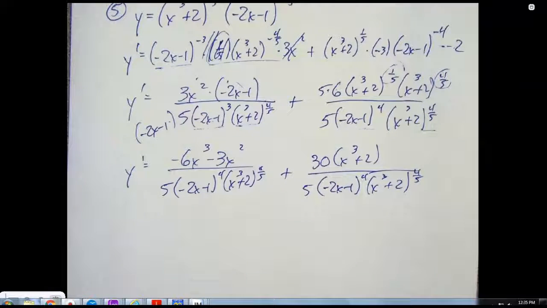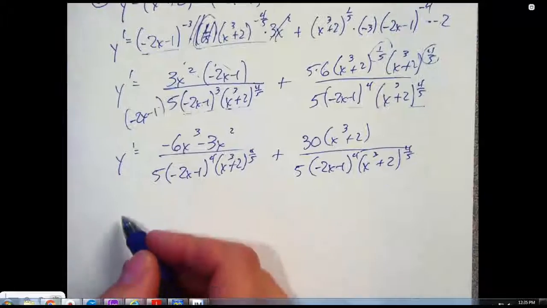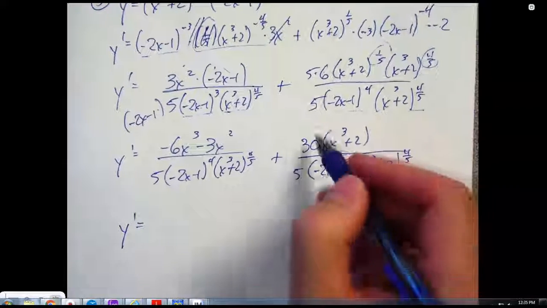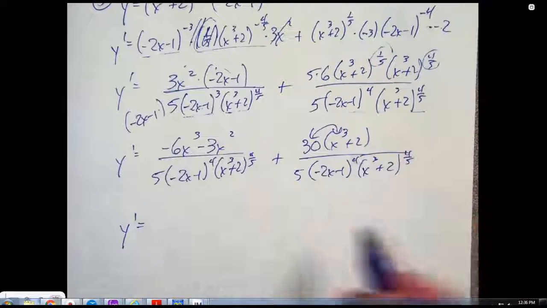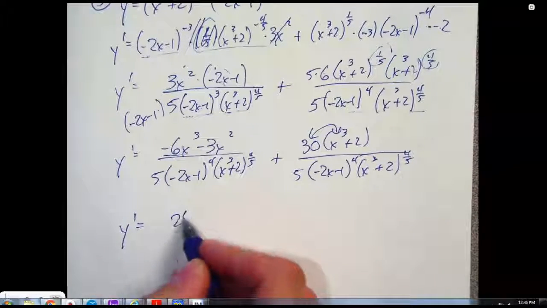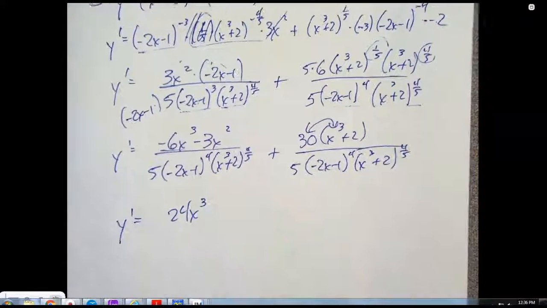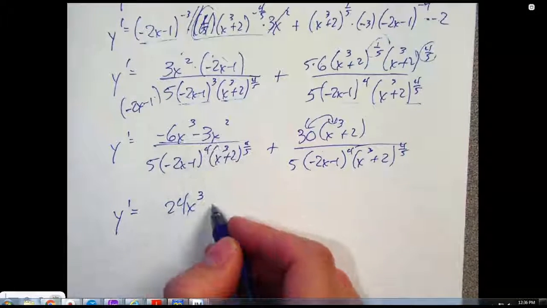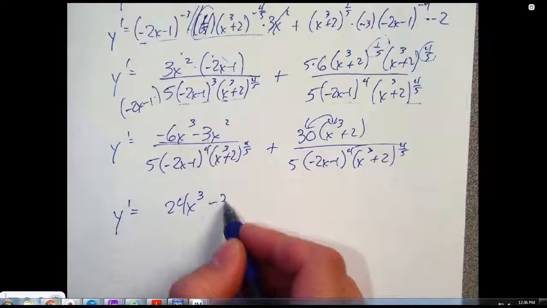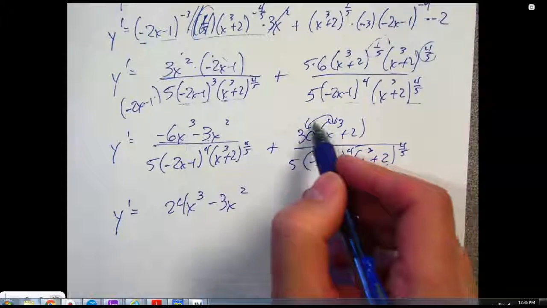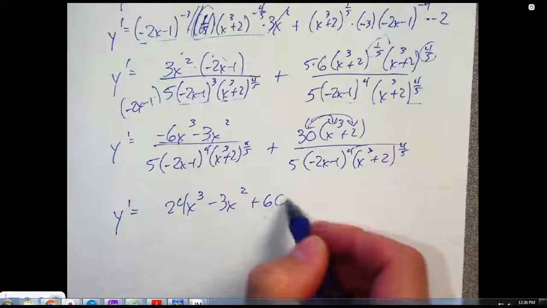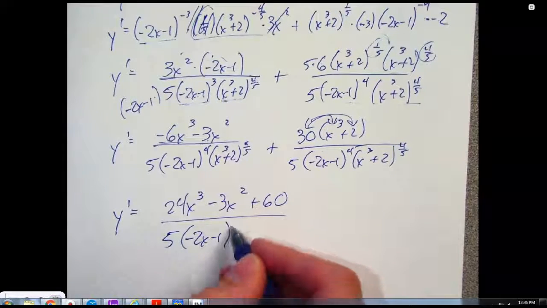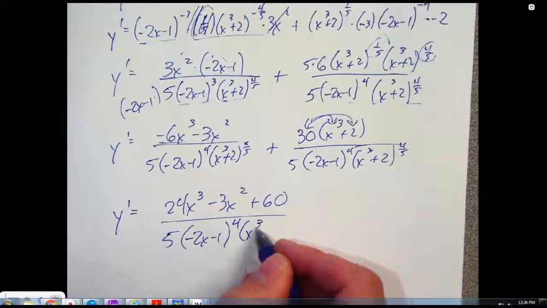So now if I'm going to combine like terms, I'm going to have 30x to the thirds from here and negative 6 from there, which I mean I have 24 of them. I'm going to have a negative 3x squared from here. And I'm going to have a 60 from here, 30 times 2. And that's all over that same stuff that is still on the bottom.